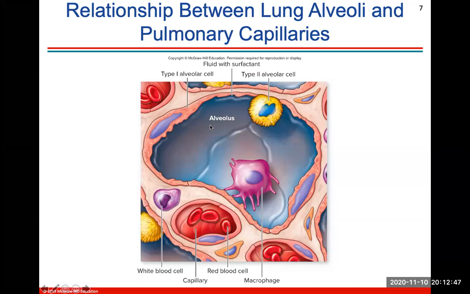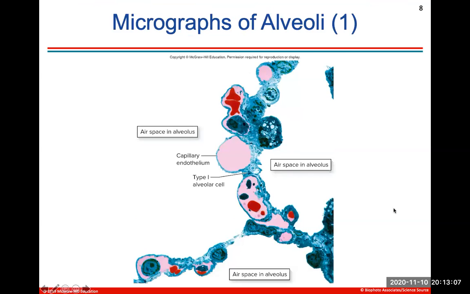So this is a look at the relationship between the lung alveoli and the pulmonary capillaries. You can see here's one alveolus and how there's different types of cells within it, as well as a macrophage. And you can see how a capillary filled with red blood cells will surround the alveolus, and that's where the gas exchange will occur.